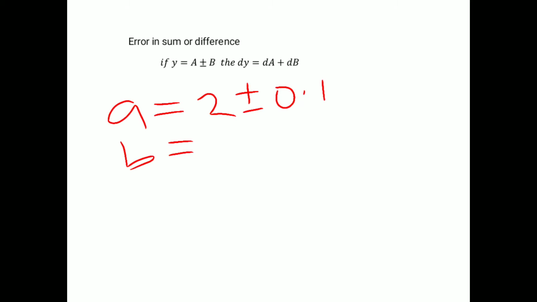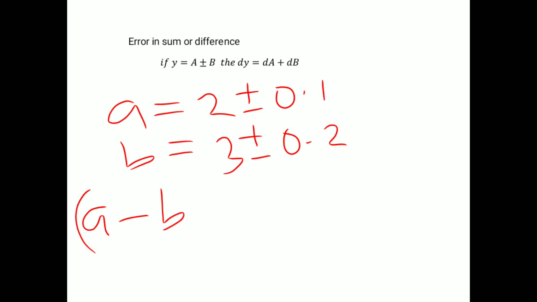Let me give a very quick example. Let's say I have A to be equal to 2 plus or minus 0.1 as the error. And I have another value B to be equal to 3 plus or minus 0.2 as the error. And I'm asked to find the error in A minus B. First of all, I'm asked to find A minus B. A minus B actually is 2 minus 3, and 2 minus 3 is equal to minus 1.